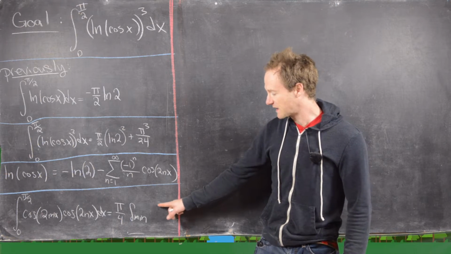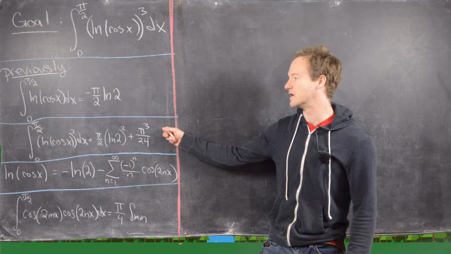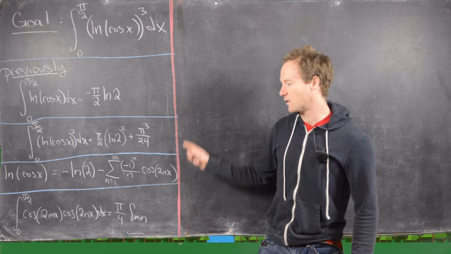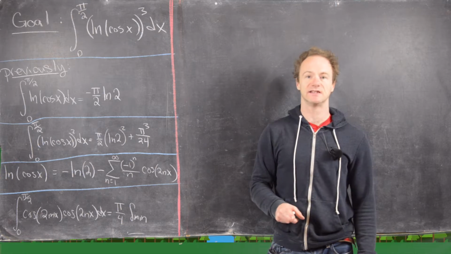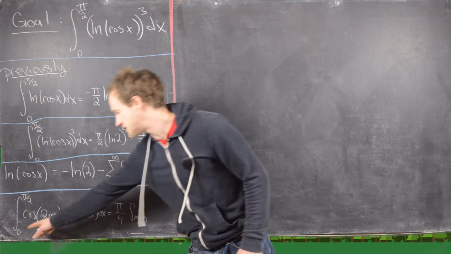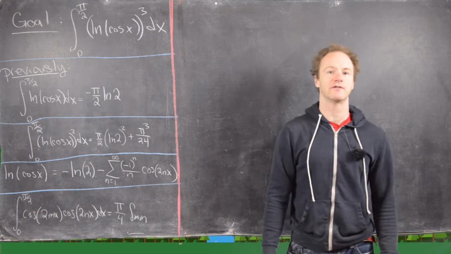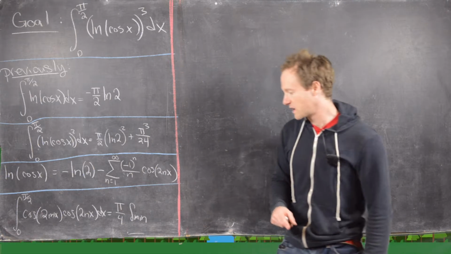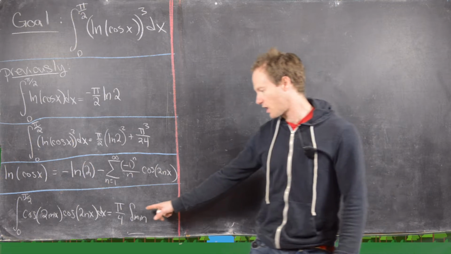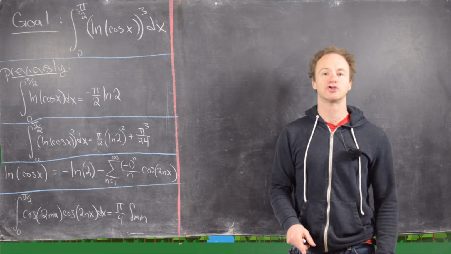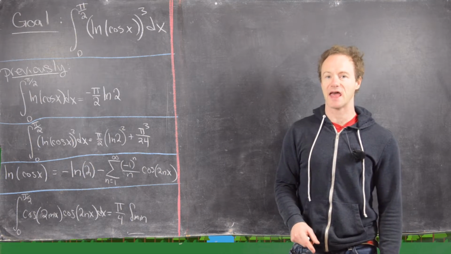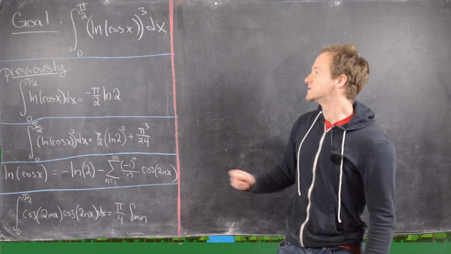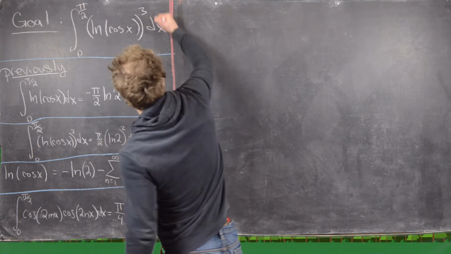And then finally, we had this fact that we used in the proof of this identity up here, which is the orthogonality of these cosine type functions. In other words, if you take the integral from 0 to pi over 2 of cosine mx times cosine nx, you get pi over 4 delta mn. Let's just recall that delta mn is equal to 1 if m is equal to n, and it's equal to 0 otherwise. Okay, so now let's see how we can do this.